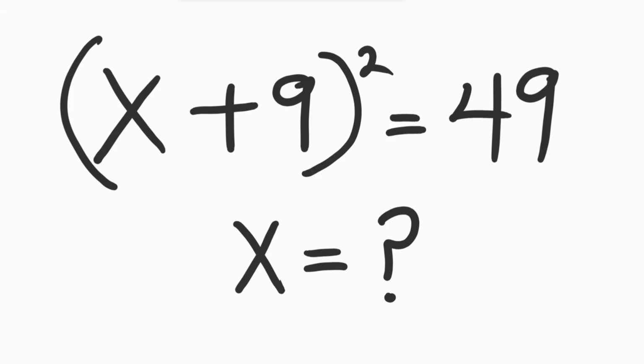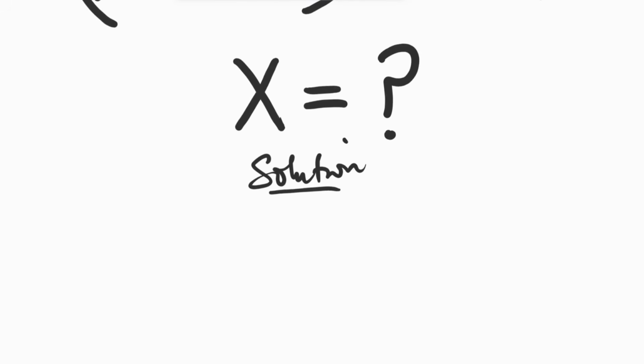We have that (x + 9) squared is equal to 49 and we're to find the value of x. At this point you can pause the video and find the value of x and let me know in the comments, or you can follow along as I solve. And make sure to stick to the end because we're going to prove that our value of x is the correct answer.